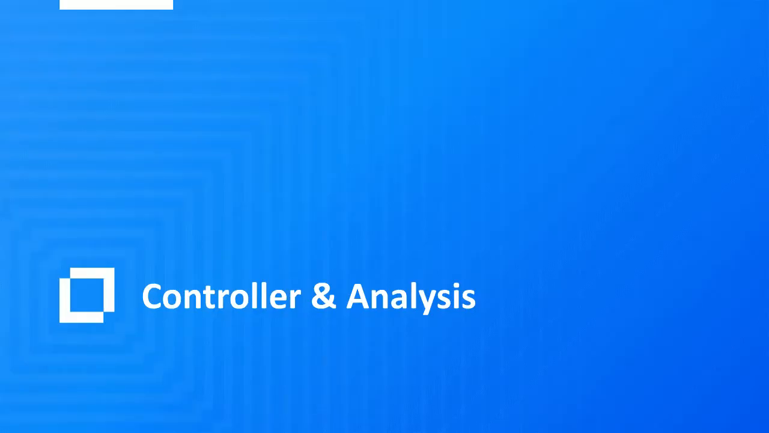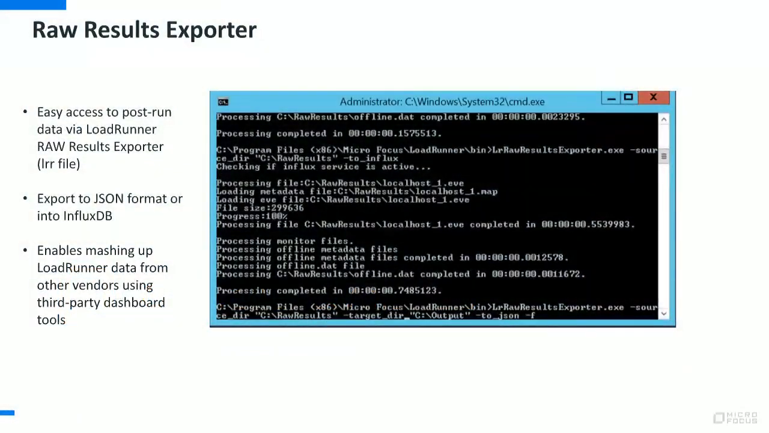Now we're actually going to get into the product itself, and we're going to talk about some of the new features that were added and what value that brings to you. So the team introduced the raw results exporter, and this is an easy way to actually export your results, typically the LRR file. And it can export to a JSON format or into InfluxDB.